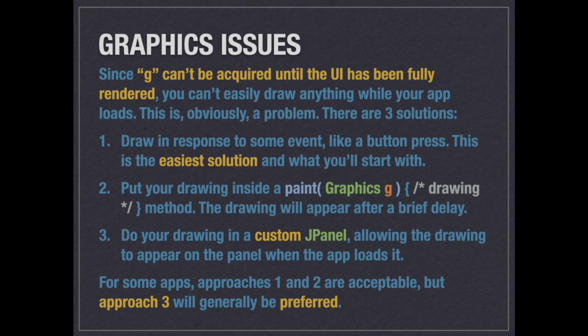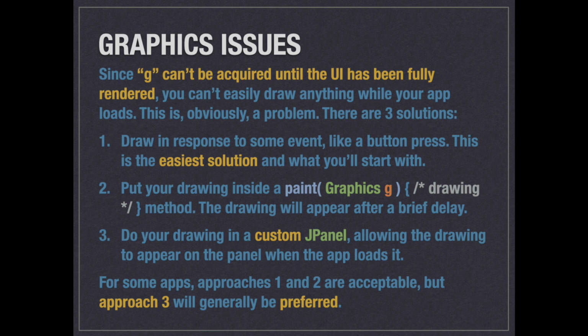All right, so there's 3 solutions, and we're going to do all of them, but in the end, number 3 is the best. The first is the simplest, and that is don't draw anything when your app starts. Instead, launch an app with a button, and when the user hits the button, then draw what you want to draw. That works fine because the user can't hit the button until after the UI is rendered. Therefore, the graphics object is available. So it's essentially a way to add a step to make sure that the graphics object will be available.